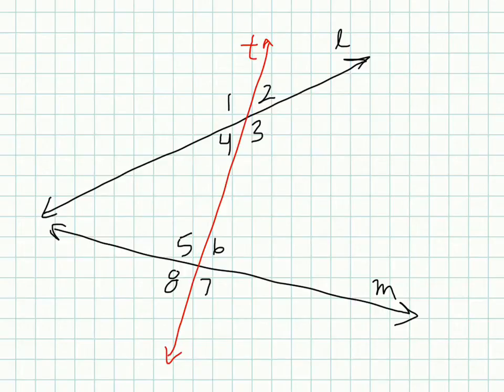Alright, welcome to Geometry 2-1.2. We're looking at transversals now. And first let's start with just a simple definition. So a transversal, I label it in red, T, is a line that intersects two or more coplanar lines.